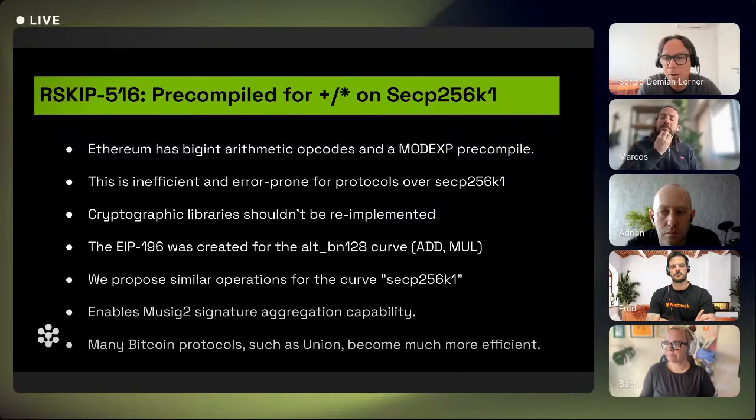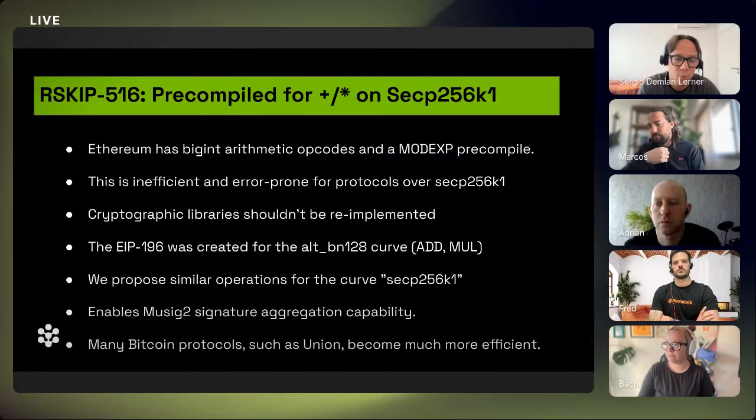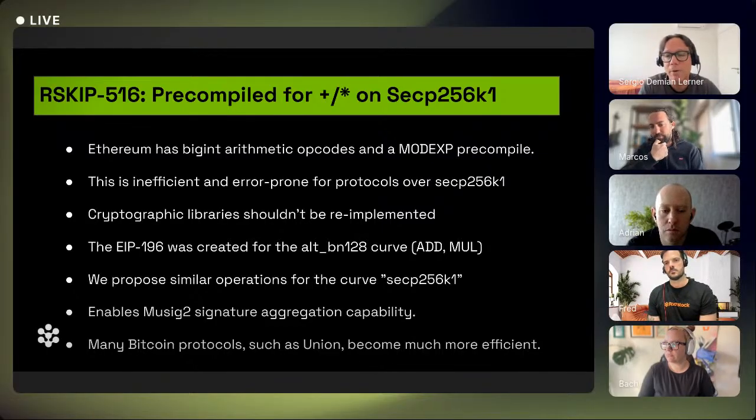And this will allow us to use several protocols, such as the MuSig2 signature aggregation capability on Rootstock. So we will be able from Rootstock to aggregate many Bitcoin signatures into a single Bitcoin signature and make these protocols a lot more efficient. And Union is one of the protocols that will make use of this feature. It can work without this feature, but it makes it a lot more efficient.